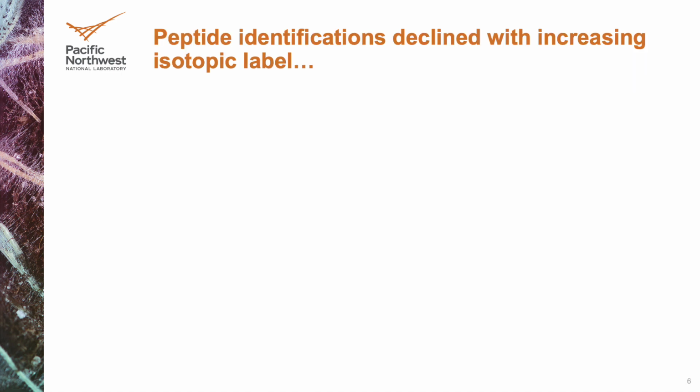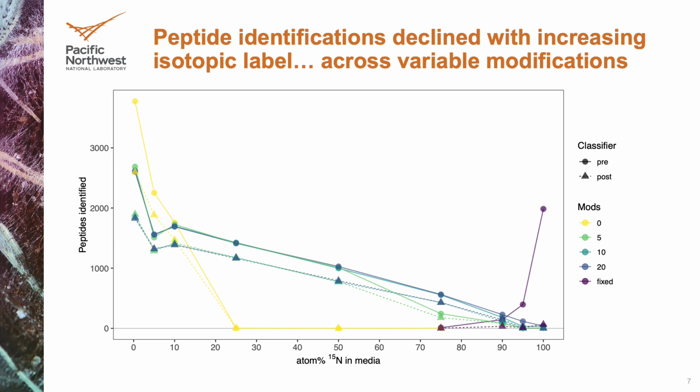Perhaps unsurprisingly, we found that peptide identifications declined with increasing isotopic label. But we were able to show that this trend occurred across a range of variable modifications considered during the peptide searching. For this, peptides were identified in spectra from the Rhodobacter capsulatus data. The points are colored by the maximum number of variable 15N substitutions considered per peptide, from 0 to 20, 20 being the maximum permitted by Sequest, as well as fixed 15N labeling. The shapes represent the peptide spectrum matching results before or after the CPI classifier was applied, showing the mostly slight reduction in peptide identifications after classifier filtering.